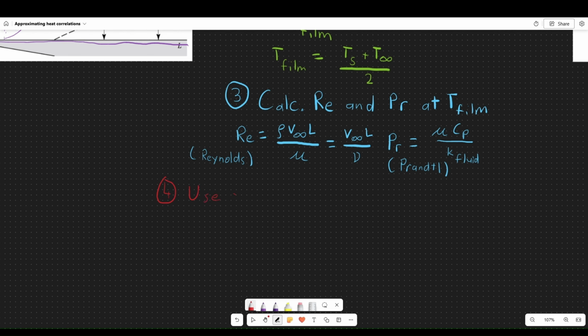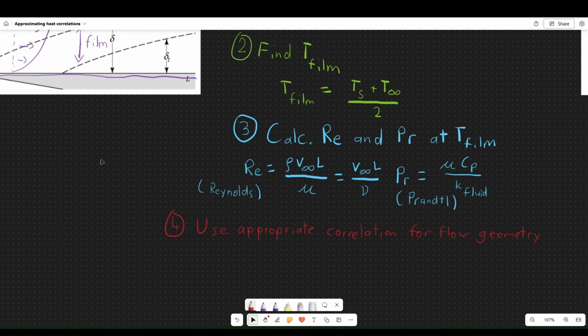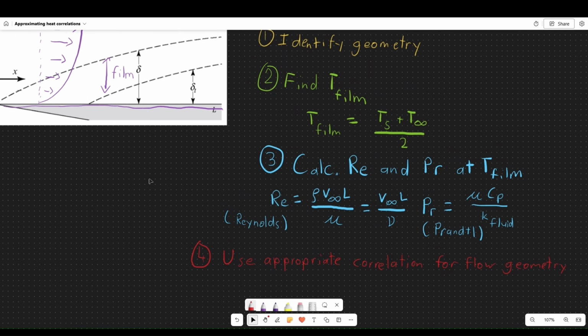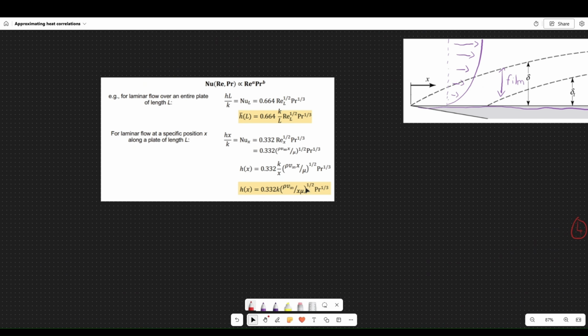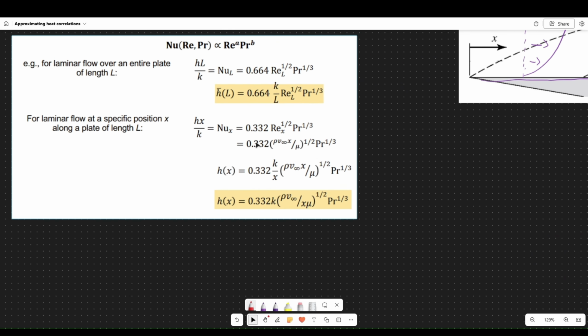So use the appropriate correlation for flow geometry. Well, what does this mean, right? As I was saying before, the flow geometry plays a large role in figuring out what kind of H we are going to be calculating. If it's a pipe, it's different versus if it was a flat plate. And I have this image over here that displays that, right? So this is just generally what the correlations look like.